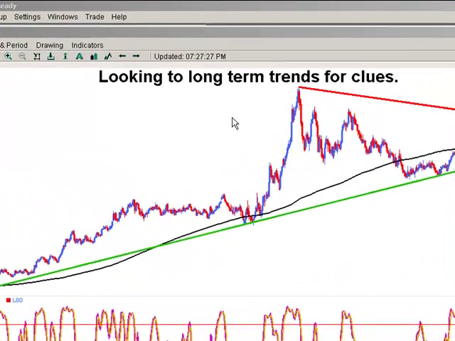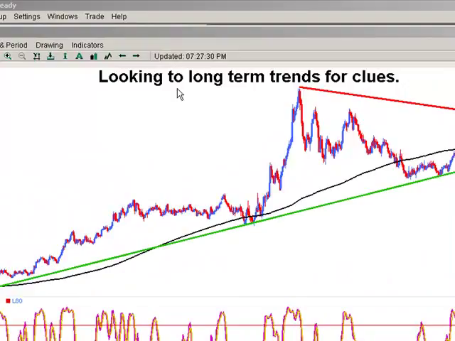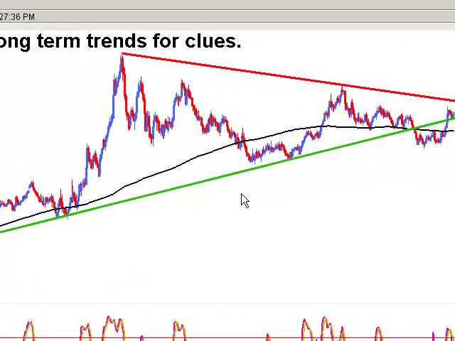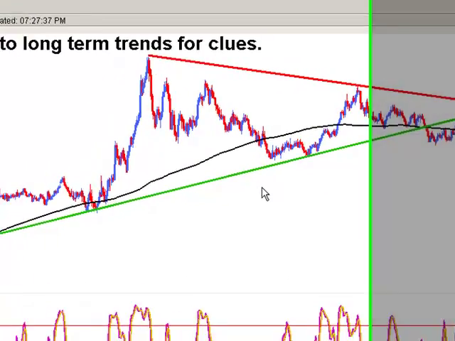Hi folks, this is Sean Hyman from Chart of the Day, and I just want to talk to you about looking to long-term trends for clues. And I want to give it as an example the Euro Pound pair.